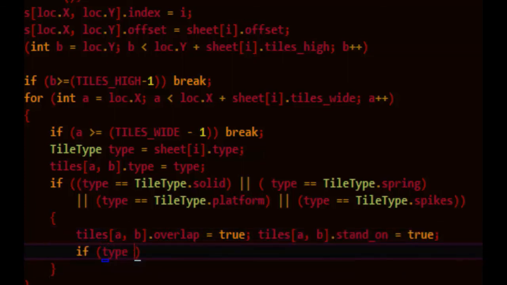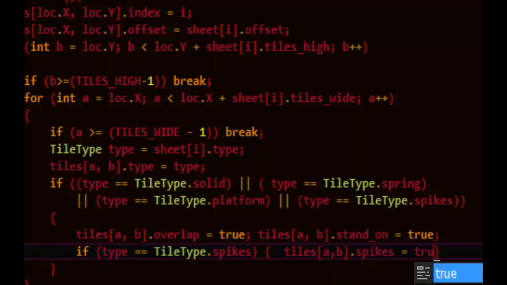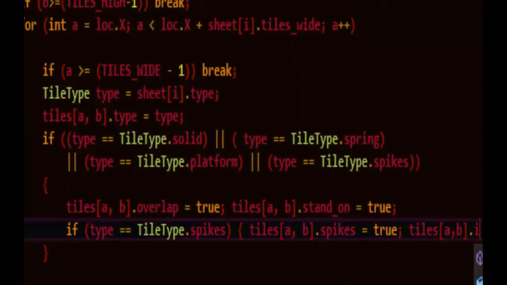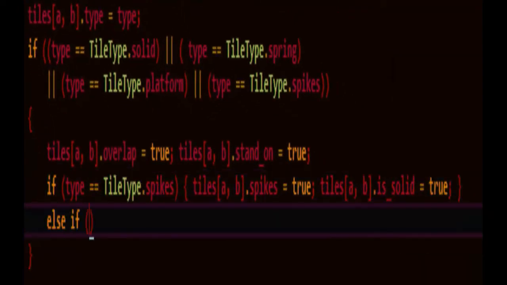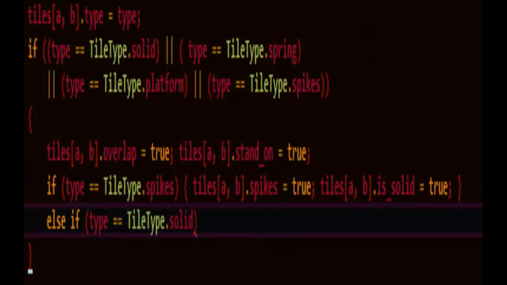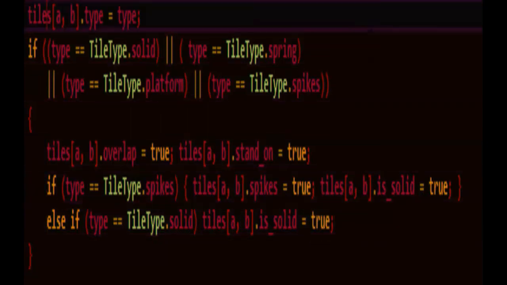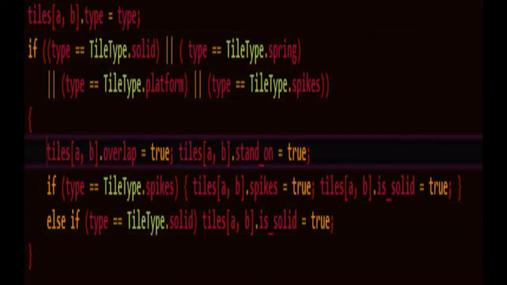If it's spikes, let's say that spikes is true. And we'll also say that it's solid. Is solid. You can't really fall through the spikes. And if it's not spikes, if it happens to be type solid, then it would be solid anyway. Is solid is true. That'll be useful for collision detection later. It's a lot more convenient than using the index to look up a sheet and then check the sheet to see if it's solid. You can just directly check the tile. It's a little bit faster that way.